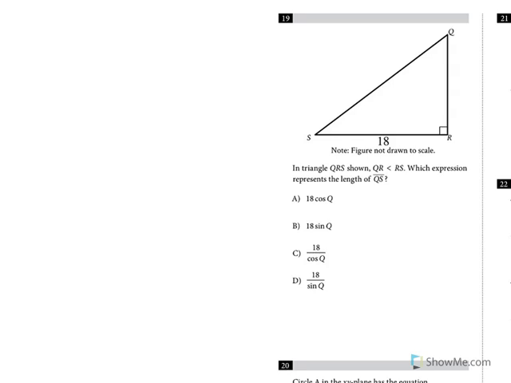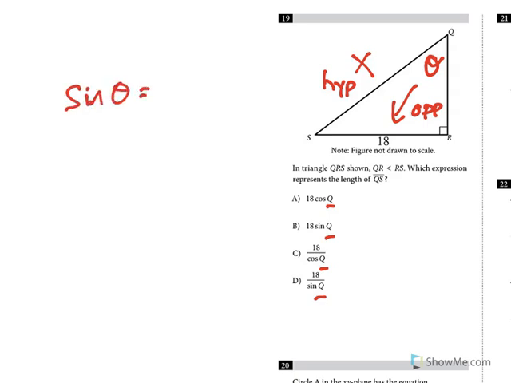This one was a little bit tricky. So we want to know QS, so I'm going to call this equal to x. And all of these are in terms of angle Q, so that's going to be my theta. Now in terms of angle Q, this is going to be my opposite, and this, of course, is my hypotenuse, which tells me I'm going to use my sine ratio. So sine of theta is equal to my opposite divided by my hypotenuse. Go back to SOHCAHTOA.